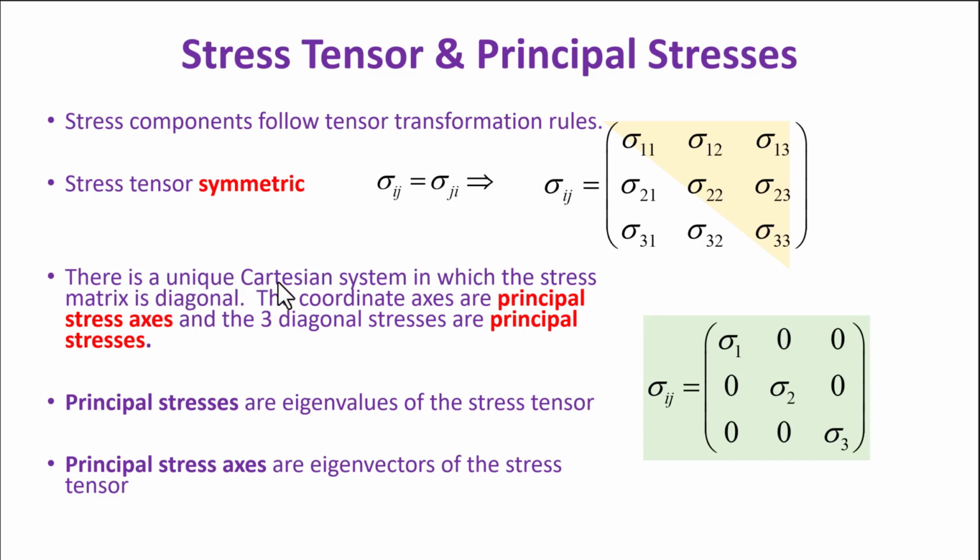There is a unique Cartesian coordinate system in which the stress matrix becomes diagonal, and the diagonal stresses are called principal stresses. And the coordinate axes for that unique Cartesian system are called principal stress axes. To calculate the principal stresses and principal stress axes, all we need to do is to take the eigenvalues and eigenvectors of the stress matrix, which is easily done using a mathematical application like MATLAB.